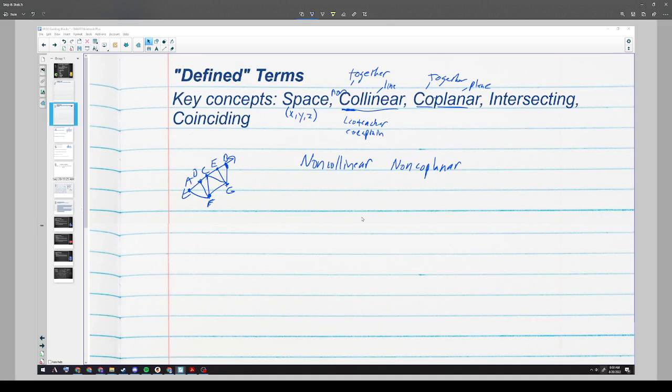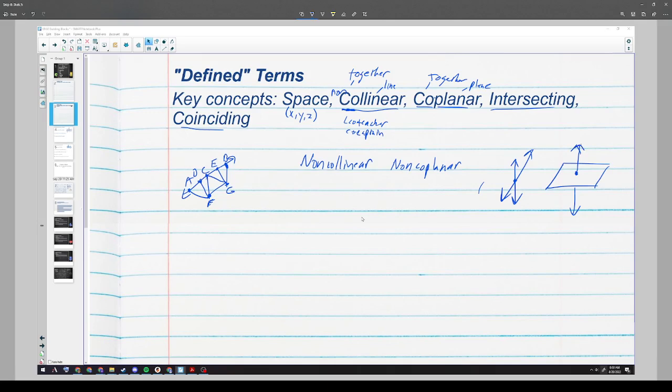Last thing we're going to talk about here for today on defining terms is intersecting and coinciding. So intersecting, you're familiar with that with lines. So we take lines, they cross, we call that an intersection of the 2 lines. We can also intersect other objects within geometry. So it doesn't have to be 2 lines. We could take a plane and pass a line through it like that, and it would intersect where it pierces through it.